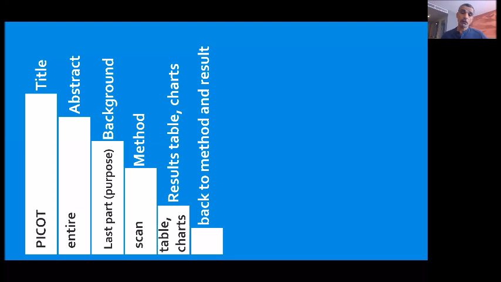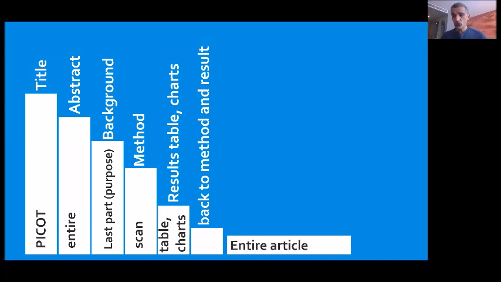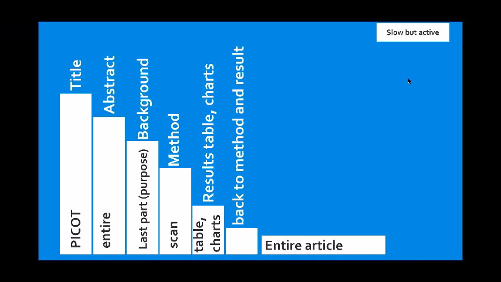Now, with the background and the result, sometimes you need to go back and forth to the method and result when you read an article. If you do that structured approach to reading an article and you did not understand it yet, then probably you need to go through the entire article. Now, remember, we've talked about slow but active reading.